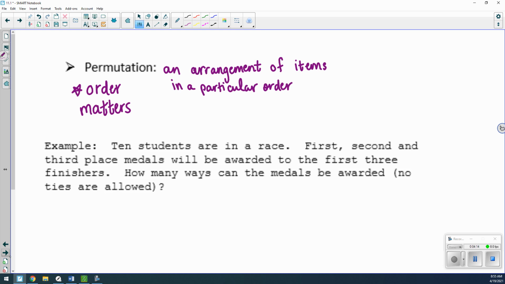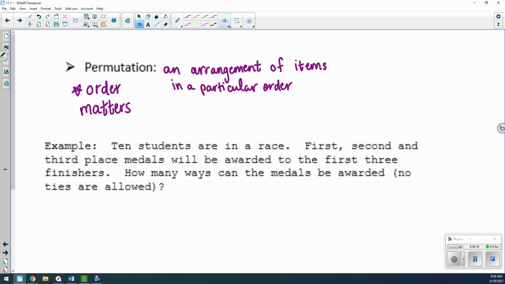So for example, let's say we have 10 students in a race. First, second, and third place medals will be awarded. So maybe they're gold, silver, and bronze. And we want to figure out how many different ways the medals can be awarded, assuming that there are no ties allowed. Well, one thing we need to go back up here and do is add our formula for permutation.